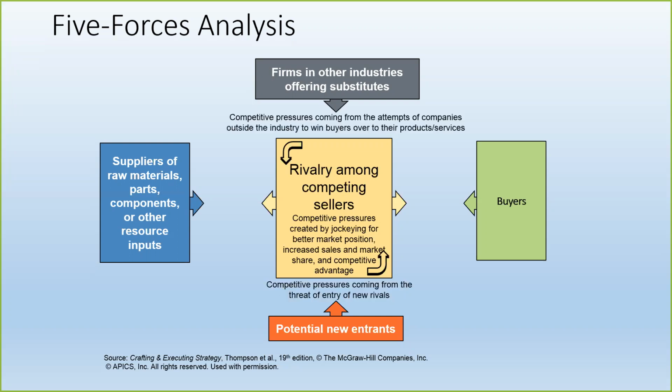Oops, I went the wrong way. Looking at firms in other industries offering substitutes. So what could happen is we're trying, and so are our competitors, trying to get a customer's business. What happens if they decide to go out of our market and use something else instead? And that can happen in a number of different ways. An example I thought of is how the newspaper industry has been turned on its head over the last 5-10 years.